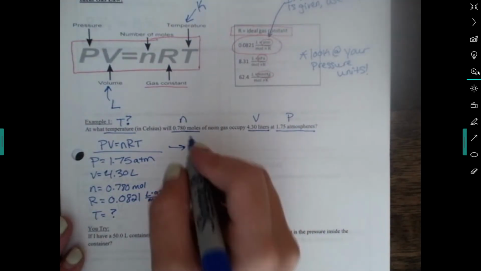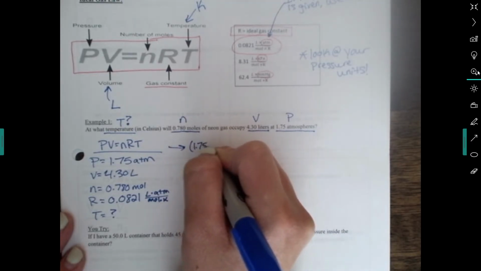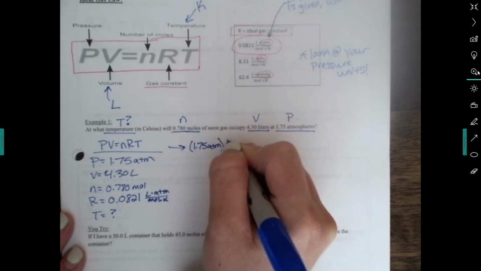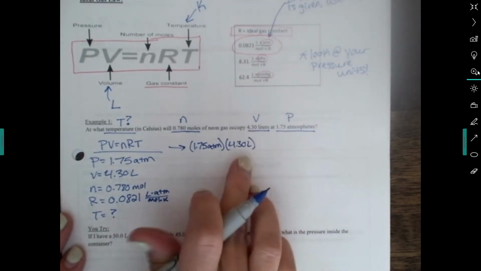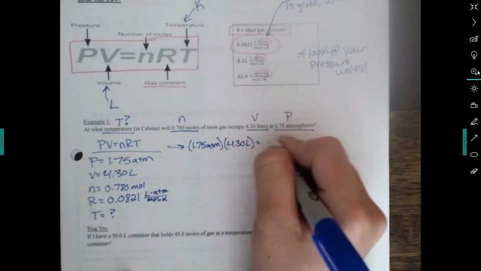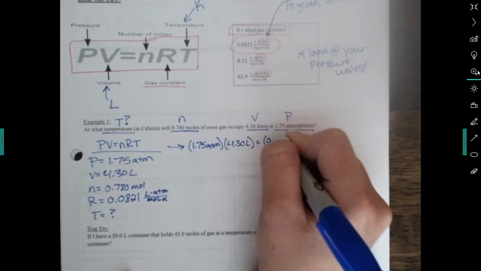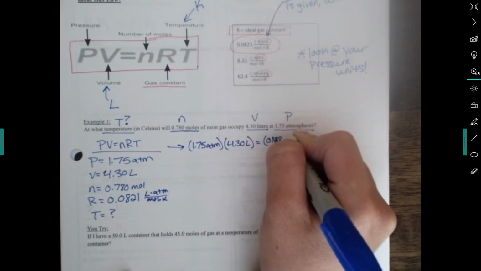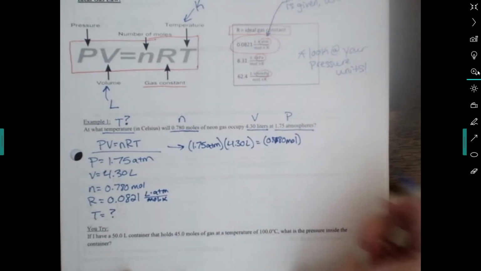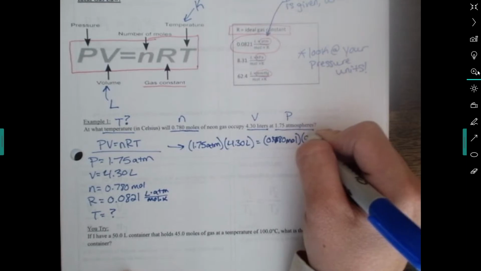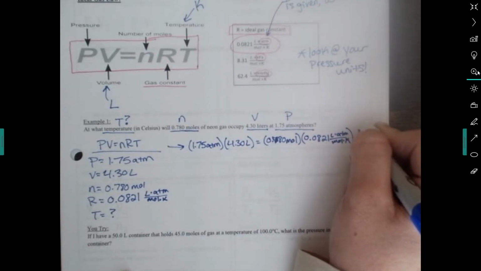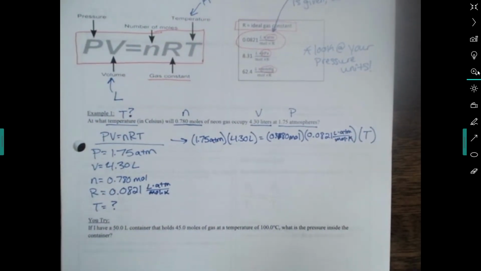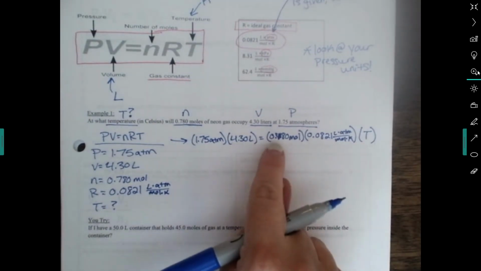Okay, so P, V, liters, and it's already in liters, so that's good because you've got to make sure your volume's in liters, equals N, oops, that's 0.780 moles. That's your N. R, we said we're going to use the 0.0821 liters times atmospheres over moles times K. And then T is my variable. That's my unknown. So I've got everything plugged in beautifully, except I made a mistake, but that's okay.